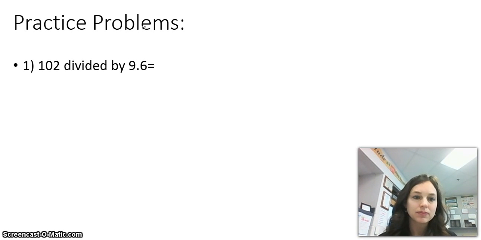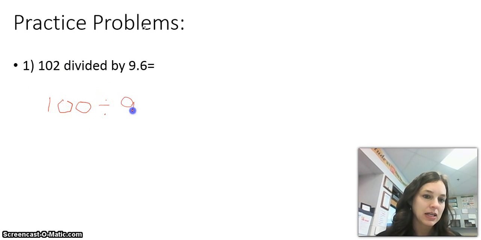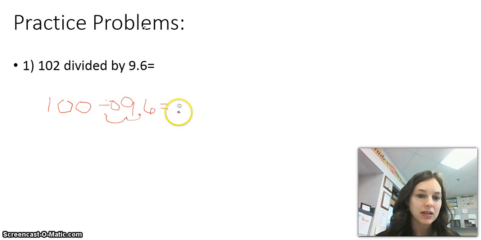Here's some practice problems. 102 divided by 9 and 6/10. Well, this time we'll round 102 to 100 divided by 9 and 6/10. So then we can think to ourselves, well, we have two zeros in 100 here, so I can just move my decimal point 2 places to the left, 1, 2, and my answer will be 0.096 or 96 thousandths.